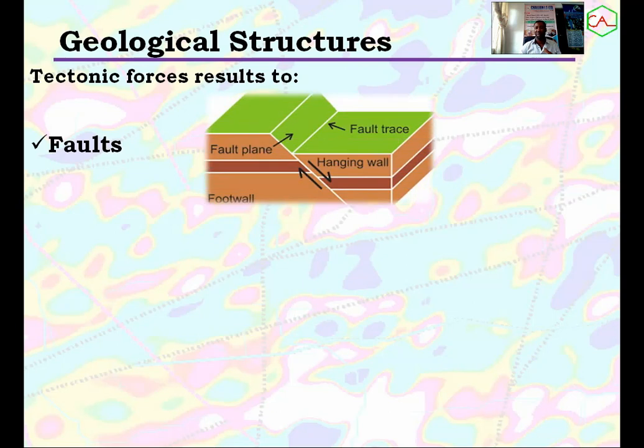So in a fault, we can look at the fault plane. We try to study the fault plane, look at the fault tracks, the hanging wall. This is just a normal fault. There are different kinds of faults, which we don't want to go into today.